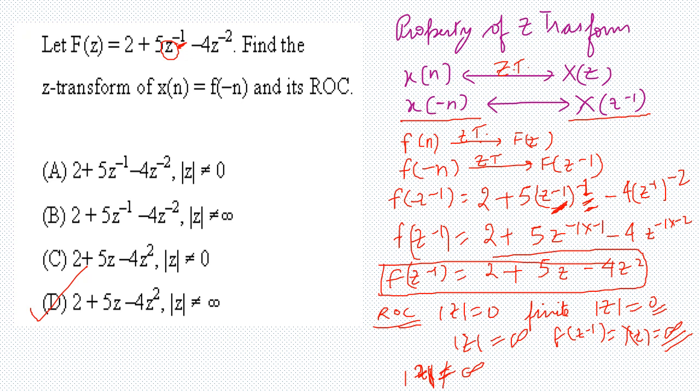So this is how you need to proceed for problems related to Z transform where you can apply some property. Here the property can be applied directly, and hence it becomes a very easy problem.